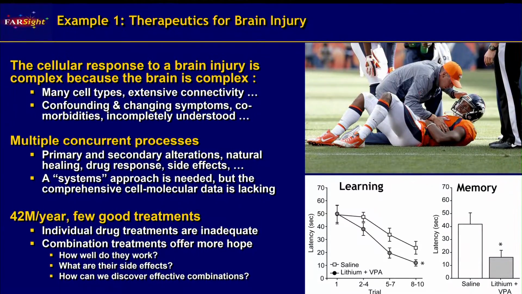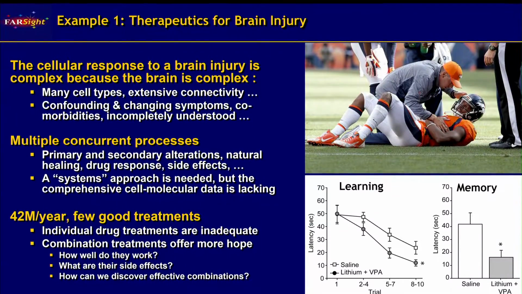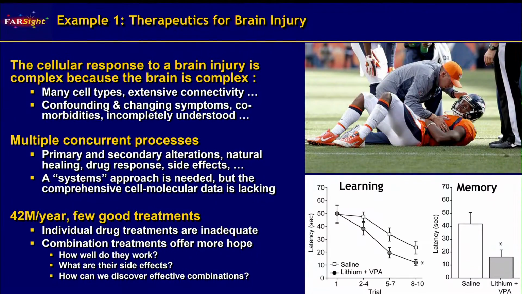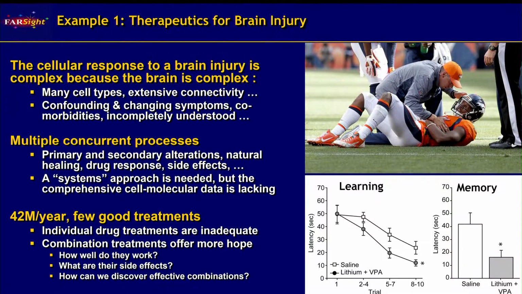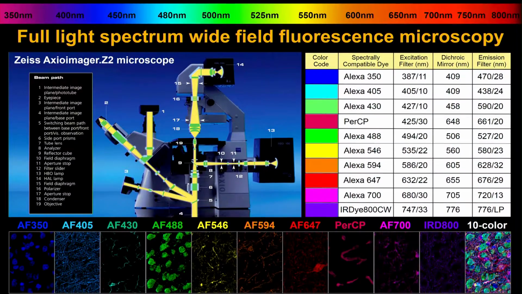Now, there are 42 million concussions a year in the US worldwide, and there are still very few good treatments available, right? We're starting to find that combination treatments are more effective than individual ones. So the question is, what can we do to accelerate their discovery?